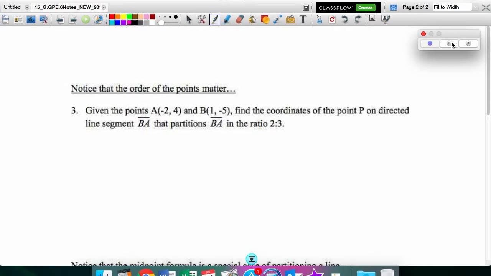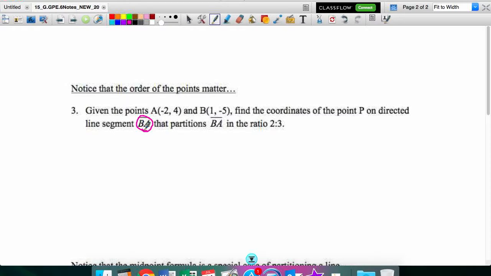Looking at number 3, it actually appears to be the same as number 1 again. In fact, number 3 looks even closer to number 1 than number 2 did. We have the same points and the same ratio. However, there's one minute detail which changes everything, and that's this segment name, BA.